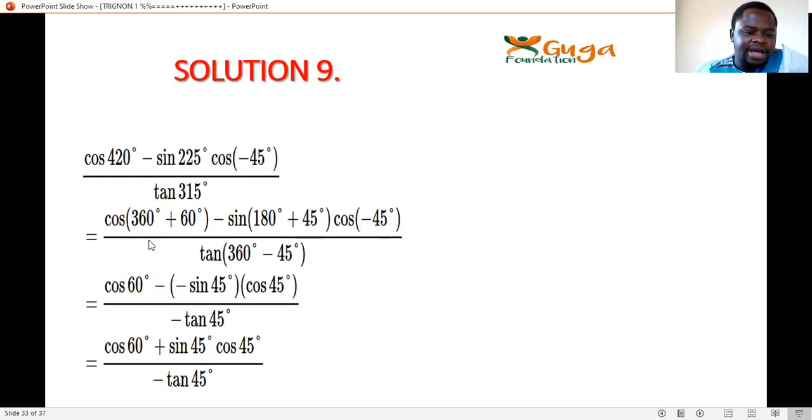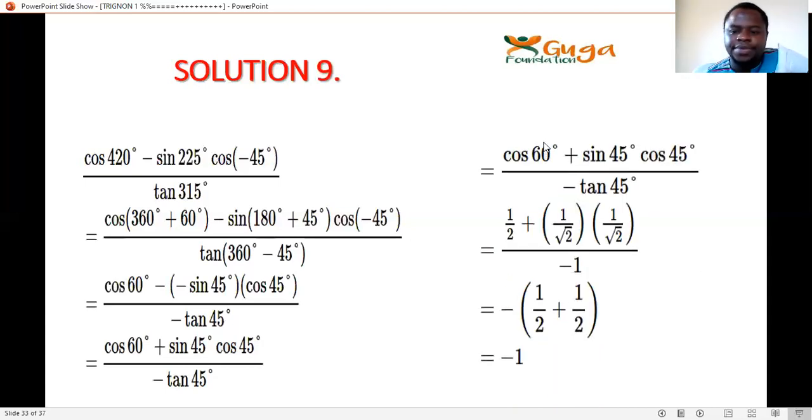So now here, 360 plus, you've got cos theta, and then here 180 plus is negative, so you write negative sin 45, and then here it is always positive, it will be cos 45, and then 360 minus here is negative in the first quadrant, you've got tan 45. So now negative and negative will be positive. In other words, you've got cos 60, which is 1 over 2, plus sin 45, 1 over root 2, over cos 45, which is 1 over root 2, here negative tan 45, which is 1 over 1, which is negative 1.